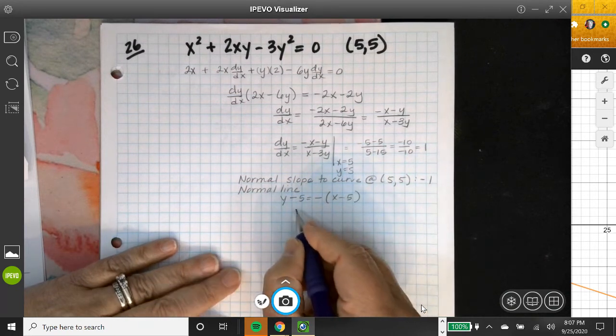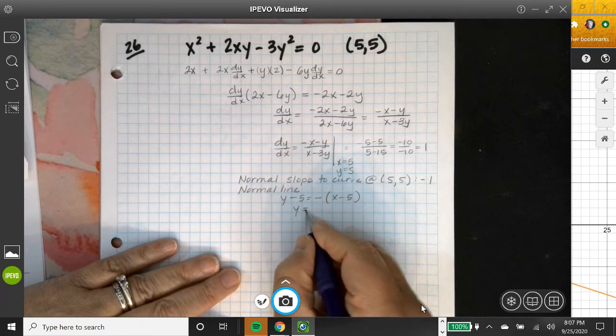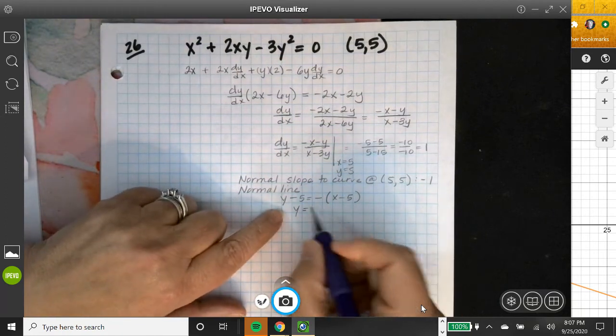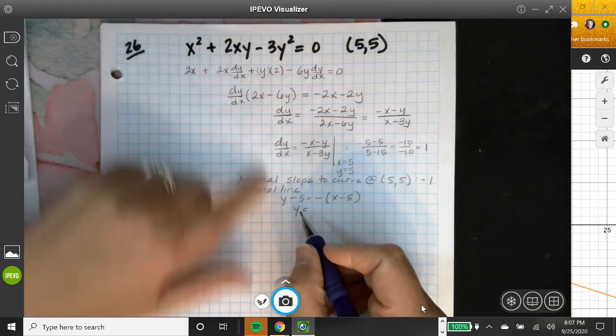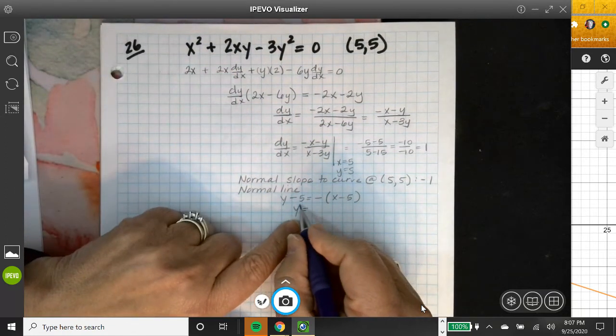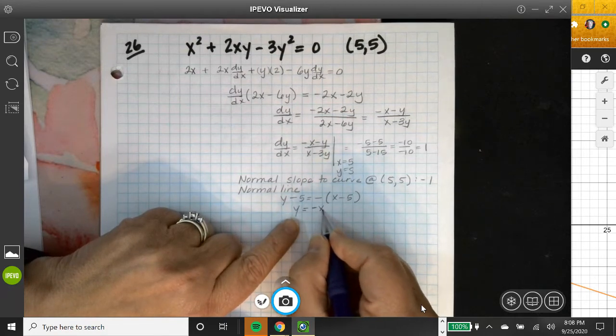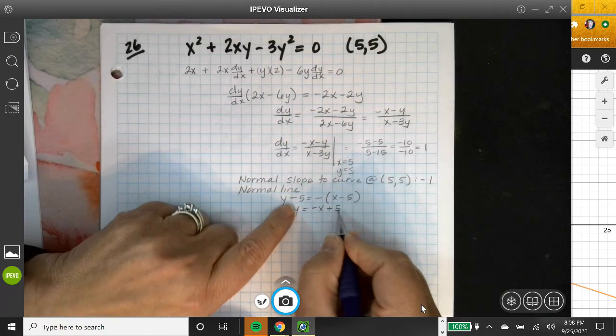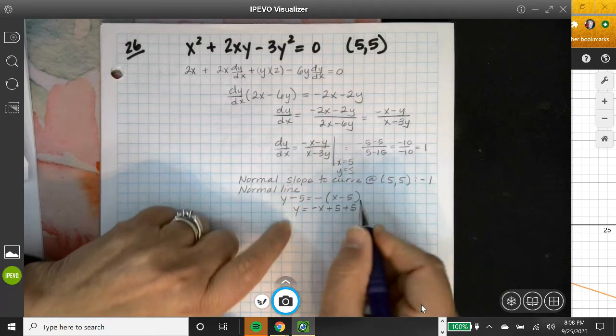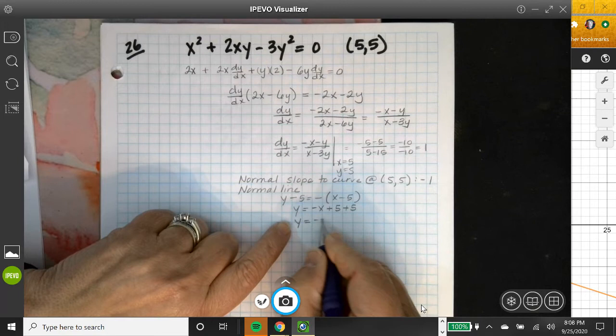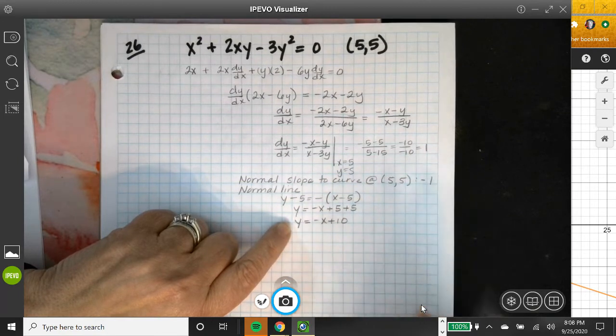And if I solve for y here, which I don't ordinarily want us to do, but I'm going to use some substitution to figure out where these two curves intersect. So I'm going to solve for y. So this is going to be y equals negative x plus 5 plus 5 when I add this to the other side. So I'm going to get y equals negative x plus 10.